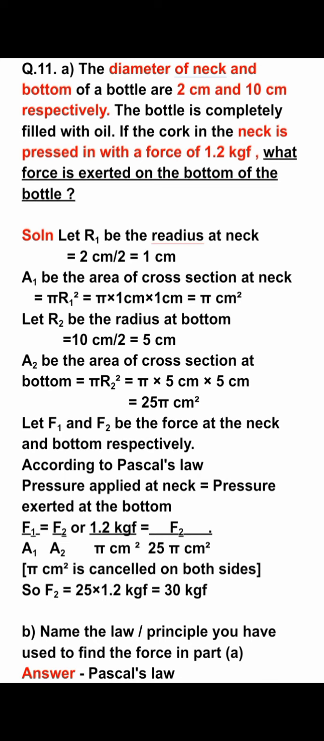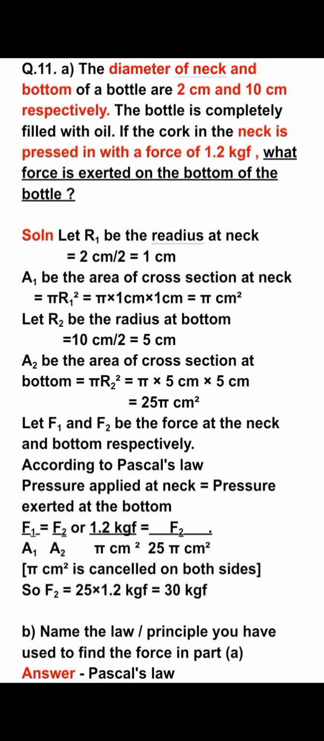Here the question is, the diameter of neck and bottom of a bottle are 2 cm and 10 cm respectively. The bottle is completely filled with oil. If the cork in the neck is pressed in with a force of 1.2 kgf, what force is exerted on the bottom of the bottle? Here the diameters of the neck and bottom of a bottle are given. So let's find out the radius.